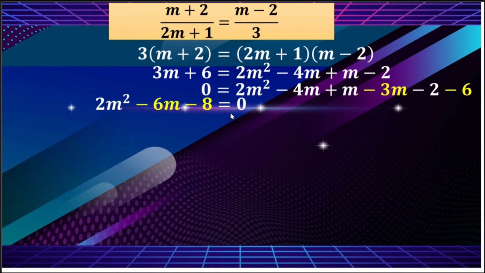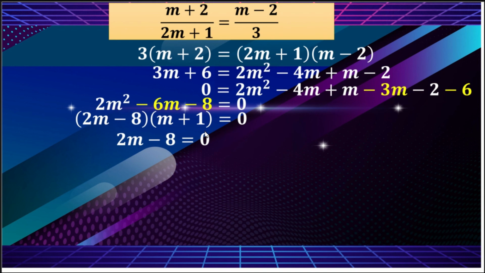Then afterwards, we're going to factor out this trinomial. So the factors are 2m minus 8 times m plus 1 equals 0. Then separate the factors. By using the zero product property, the first factor is 2m minus 8 equals 0. Then afterwards, we are going to transpose negative 8 and it becomes positive 8. Then we need to isolate m, so we need to cancel out 2 by dividing by 2. So our m remains, 8 divided by 2 is 4.